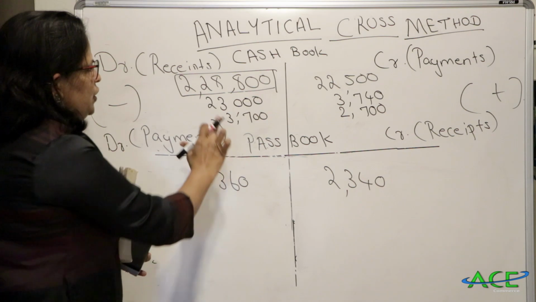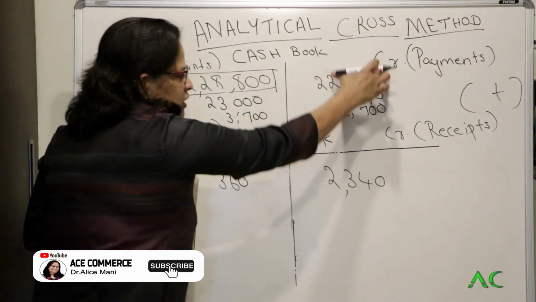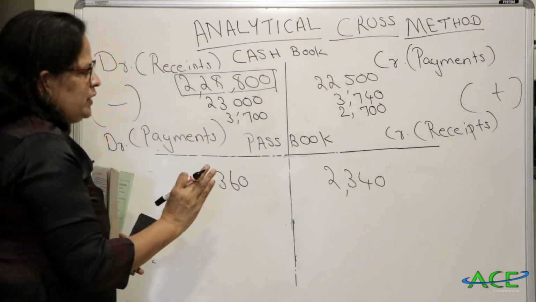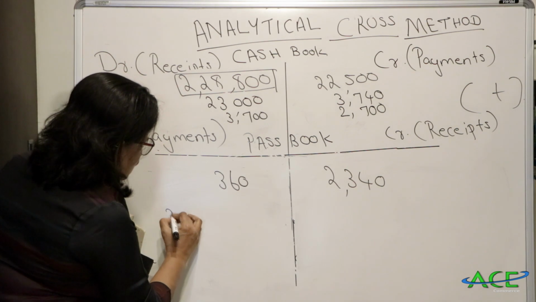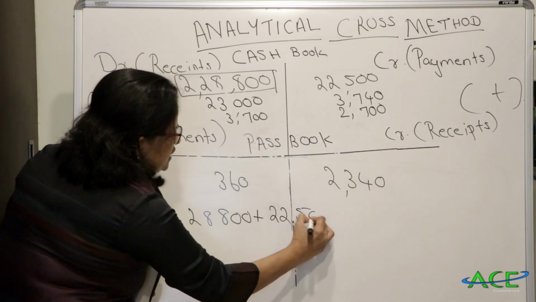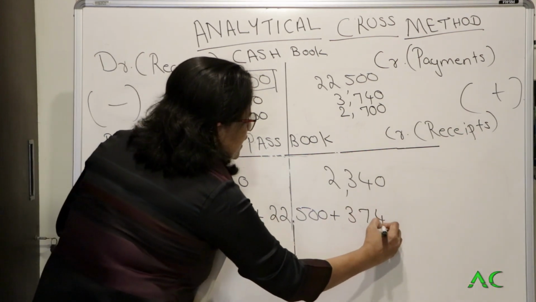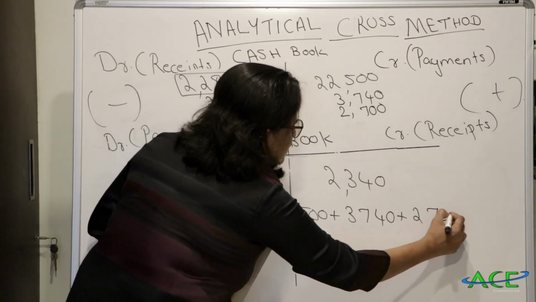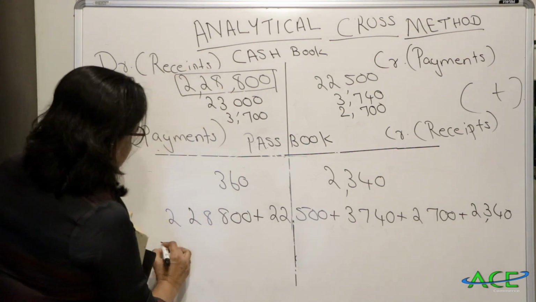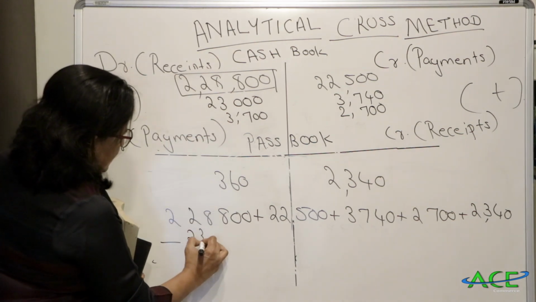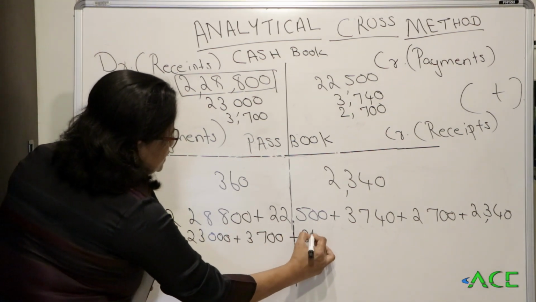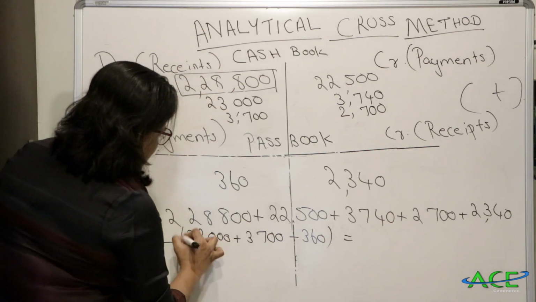So how are we going to do it? We will start with this balance. What all is on this side we will add, what all is on this side we will reduce. So 2,28,800 plus 22,500 plus 3,740 plus 2,700 plus 2,340 minus these values, 23,000 plus 3,700 plus 360. So this will be the value.